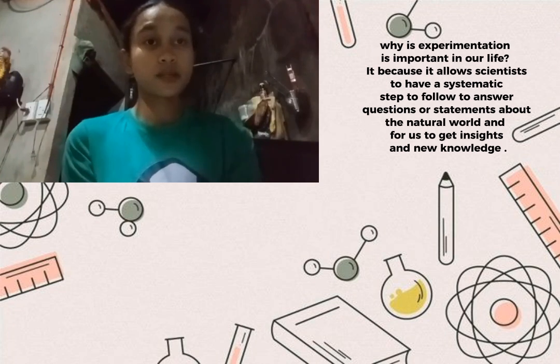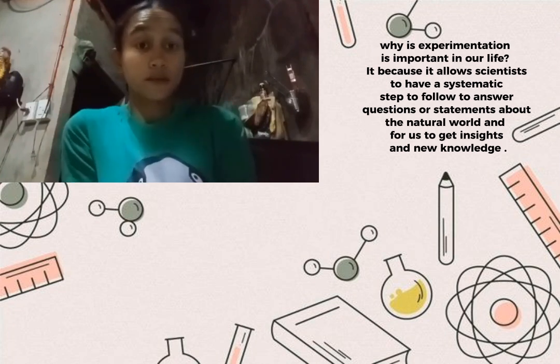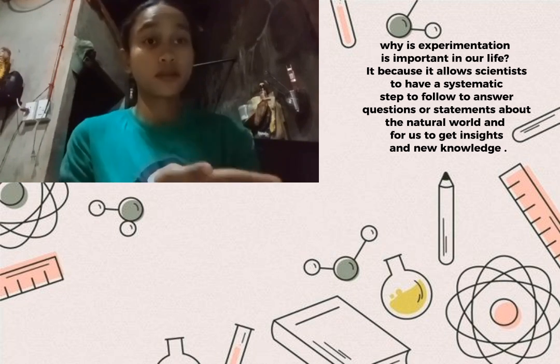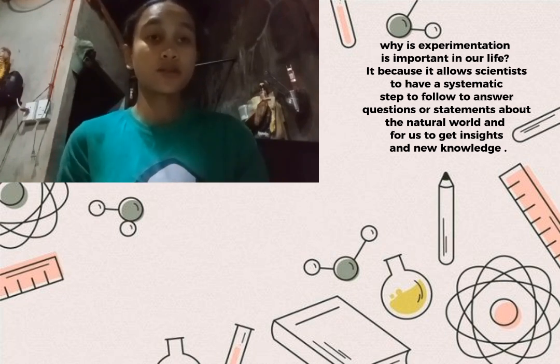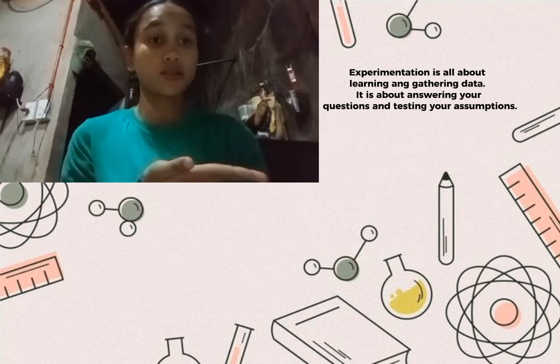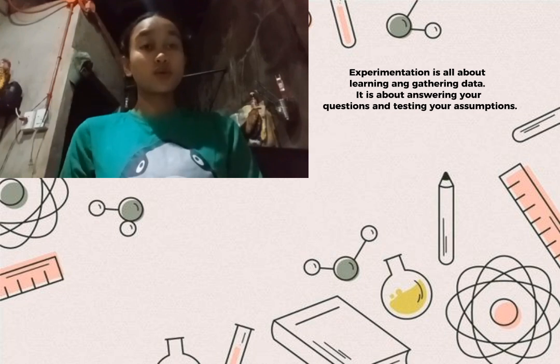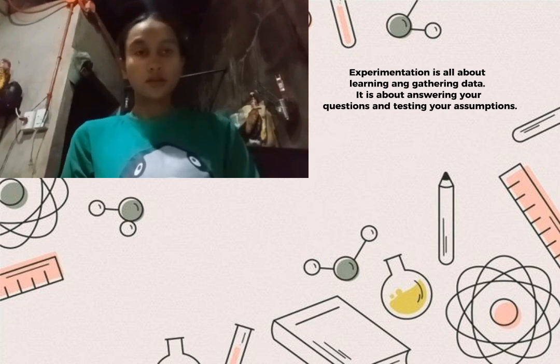And why is experimentation important in our life? Because it allows scientists to have systematic steps to follow to answer questions or statements about the natural world, and for us to get new insight and new knowledge. Besides, experimentation gathers important facts and observations to make the statements we use more valid and reliable, in order to understand the world better. Experimentation is all about learning and gathering data. It is about answering your question and testing your assumption.